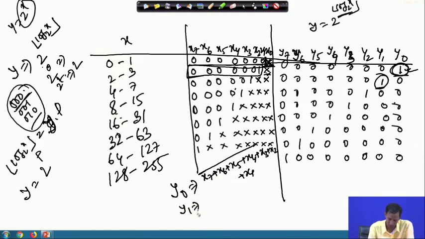Okay. So, for y1, what will be the expression? If all of these bits are 0 and along with this is 1, then only I will get y1 over here. Okay. So, I can write the corresponding expression in the same fashion for x7 to x2 and x1. What will be the corresponding function?